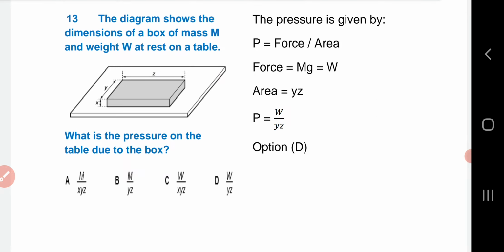Question number 13. The diagram shows the dimensions of a box of mass m and weight W at rest on a table. What is the pressure on the table due to the box? And the answer is, the pressure is given by P is equal to force over area, where the force is equal to mg. m is the mass, g is the gravitational field strength, the force is W, whereas area is y multiplied by z. So the pressure is W over yz, and the answer is option D.